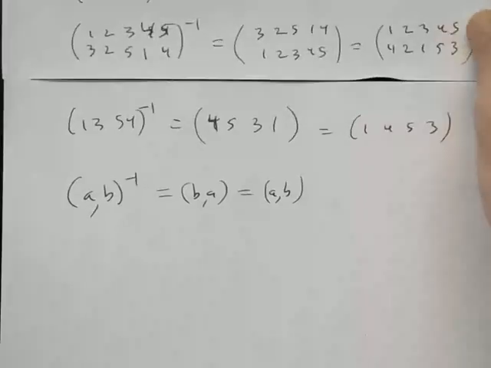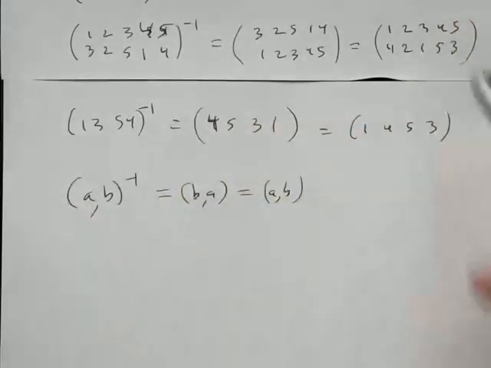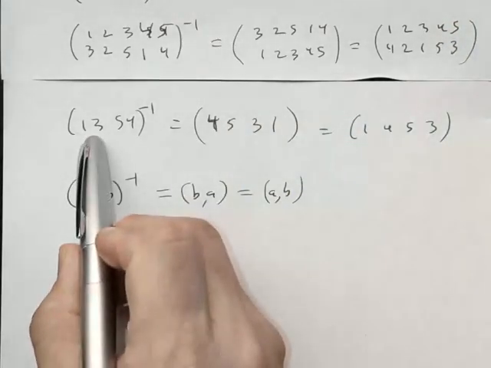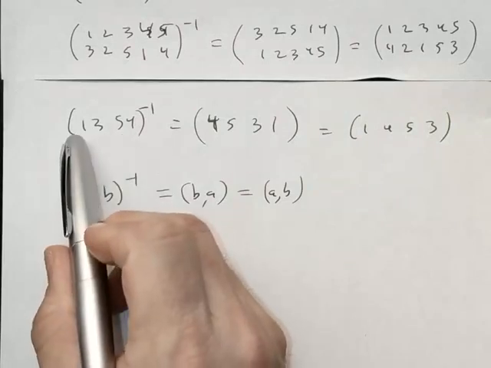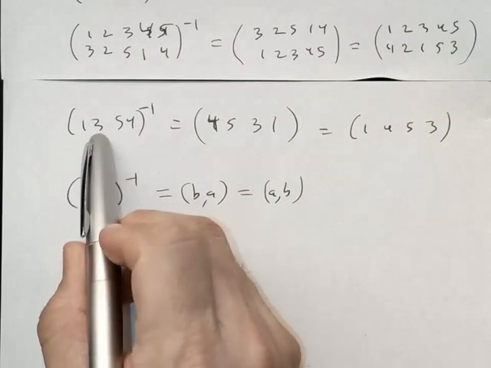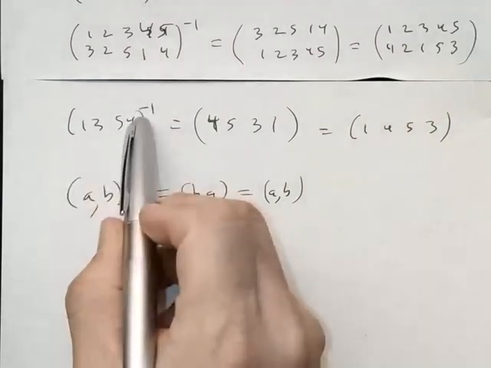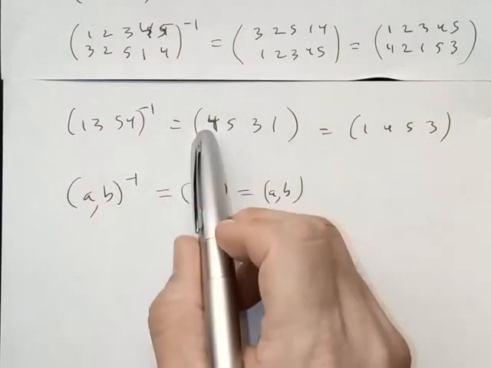Could you explain that one more time? Okay, so in cycle notation or in the two row? Cycle notation. Okay, so this says 1 goes to 3, 3 goes to 5, 5 goes to 4, 4 goes back to 1. To go the other way, 4 should go to 5, 5 should go to 3, 3 should go to 1, and then 1 should go back around. So I write it 4 to 5, 5 to 3, 3 to 1, back around.